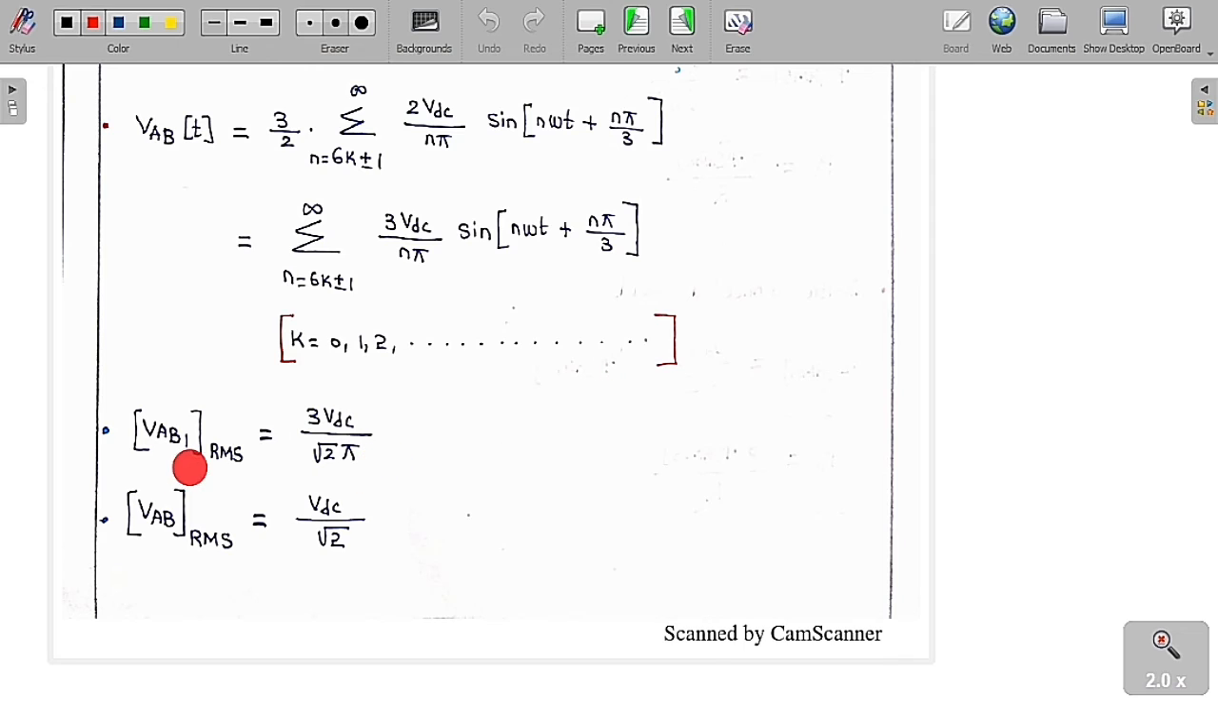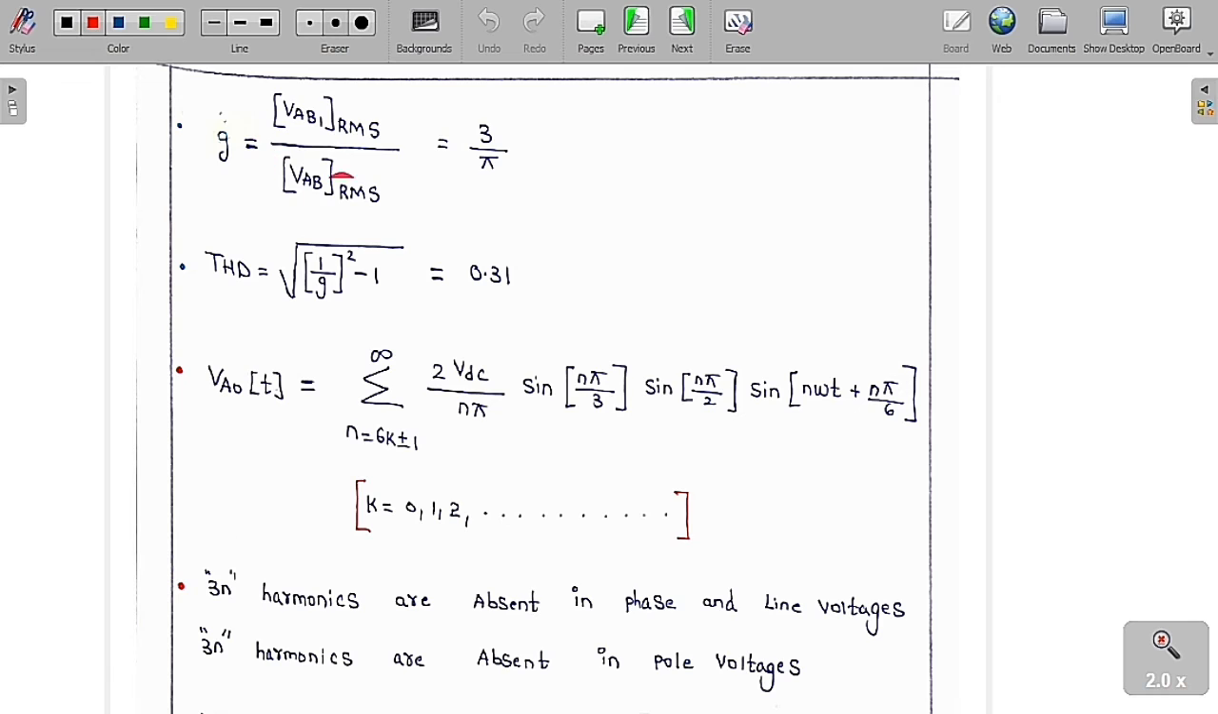Therefore, for the fundamental component of the line voltage RMS value, keep n is equal to 1, the basic component, and if you solve this, we simply get 3 VDC by root 2 pi. The RMS value of the line voltage is VDC by root 2, which we have just seen. The distortion factor is the ratio of the RMS value of the fundamental line voltage to the RMS value of the overall line voltage. We know both these values, so doing the division we get 3 by pi. THD is equal to under root of 1 by G whole square minus 1. If we substitute here, we get 0.32.